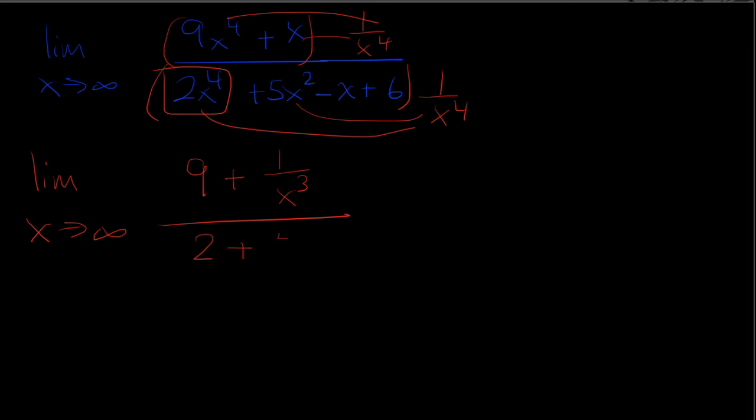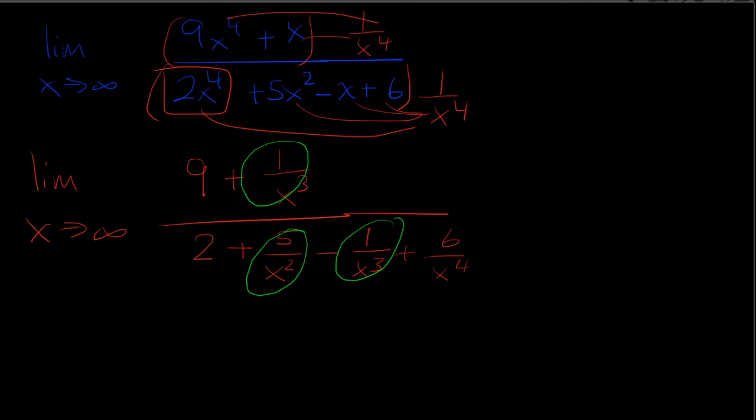Then we'll have 5x squared over x to the fourth, which is just 5 over x squared, minus x over x to the fourth, which is 1 over x cubed. And finally, we'll have 6 over x to the fourth. 1 over x cubed, 5 over x squared, 1 over x cubed, and 6 over x to the fourth will all go to 0.